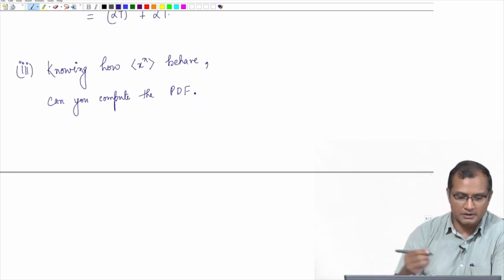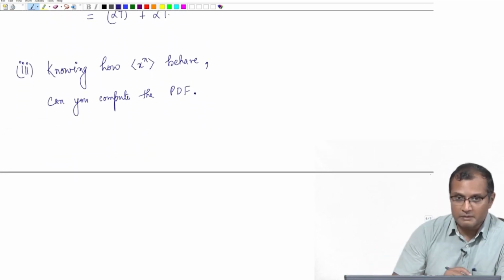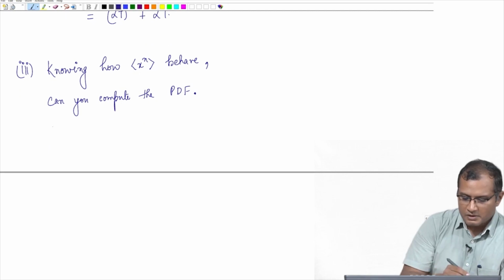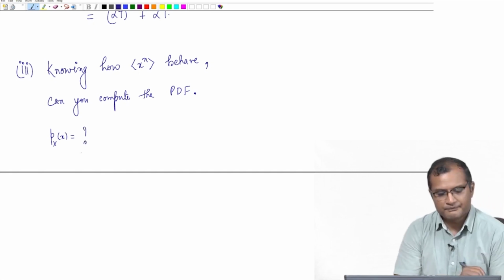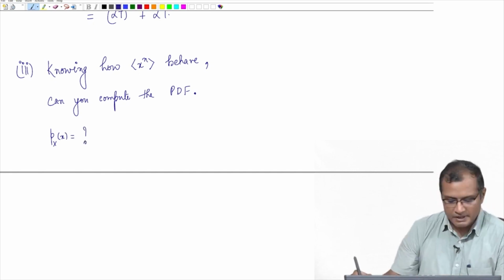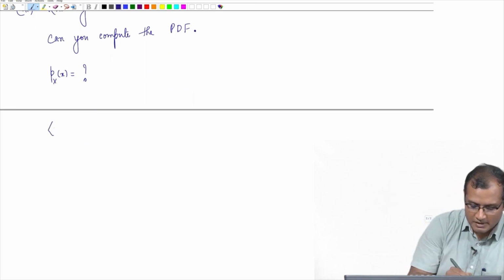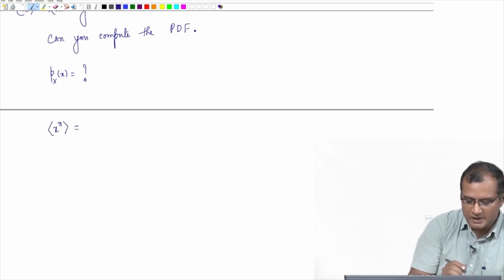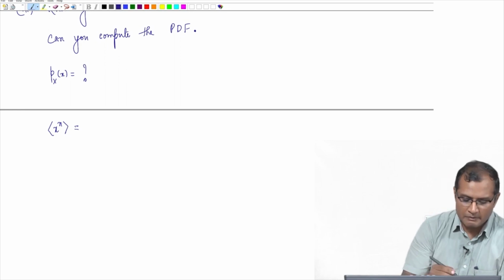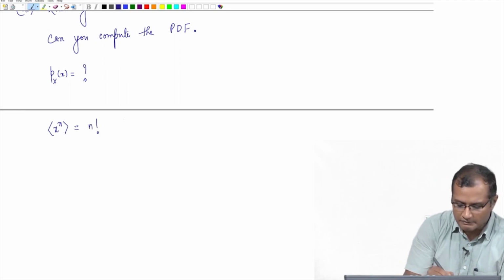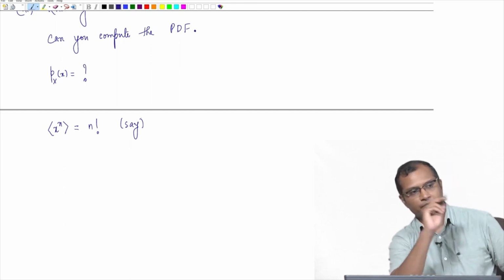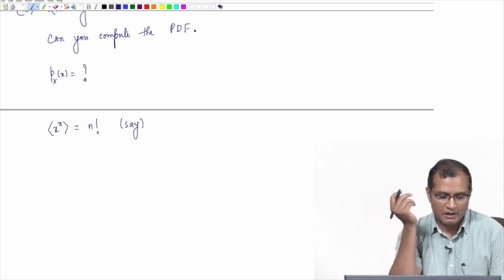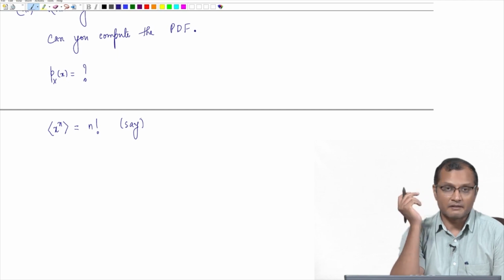Of a random variable whose distribution is unknown. So, I will say that the unknown distribution is p of x, and I will simply take the moments that are known and take a form of it. Suppose the moments are n factorial. We are taking an example. I know the moments are n factorial. So, what is the PDF?